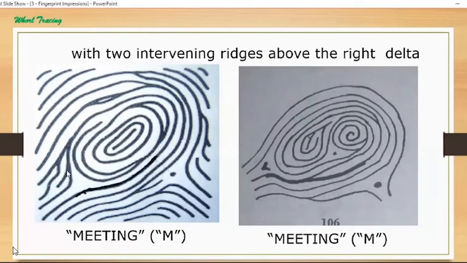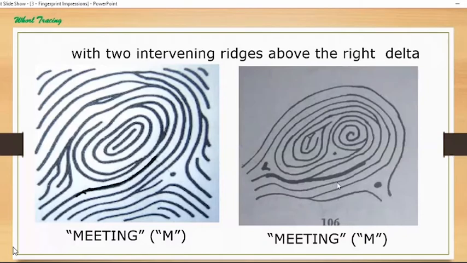Ito yung kanyang delta, left delta and right delta. Tracing the first ridge below of the left delta is the so-called tracing ridge, and trace it until you reach the right delta. Then count the intervening ridges. 1 and 2. When the intervening ridges is 2 or less, whether it is above or below the right delta, that is designated as meeting.